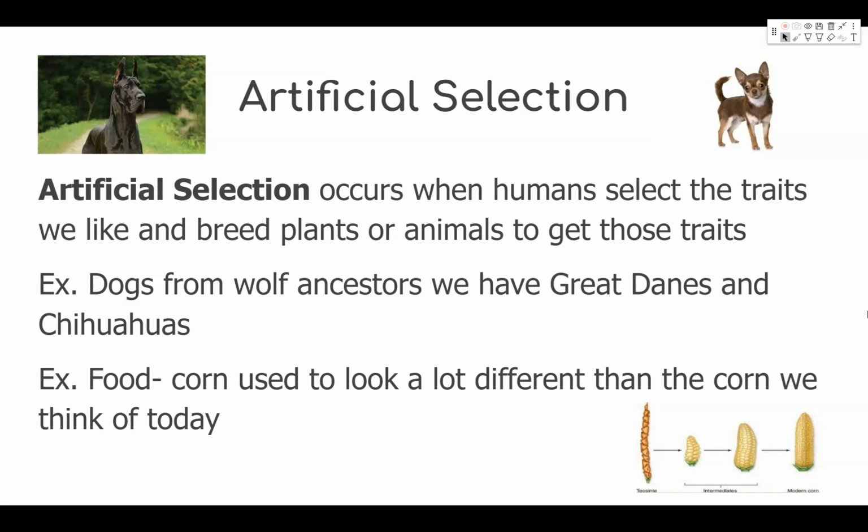So with wolves, right? The ancestor of most dogs today. If we took a wolf and we bred only the big ones and only the tall ones, and we took the two tallest out of that and we bred just those two, over and over again, we get something like the Great Dane. But if we took a wolf and we bred only the smallest, and only the smallest, and only the smallest over time, again and again, we get something like the Chihuahua.